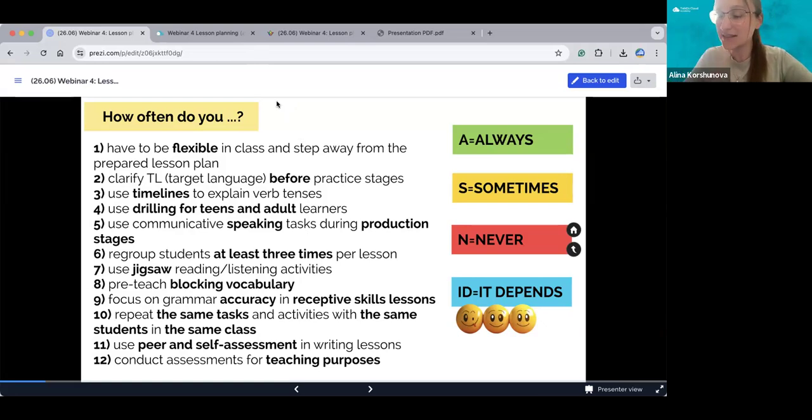Yes. So the students have an opportunity to talk to different people during the lesson. Yeah. I put at least 3 times. Let's say at least 2 times. Yeah. At least 2 times. Okay. Do you use jigsaw, reading or listening? How often? Jigsaw.